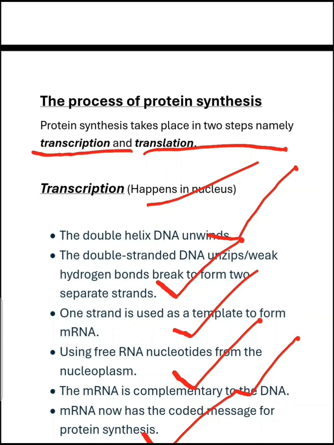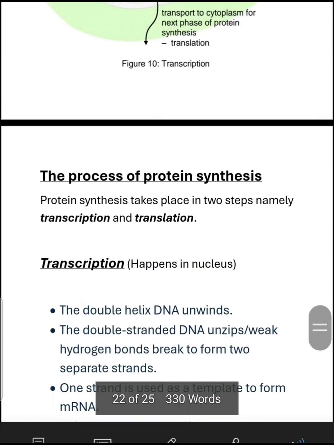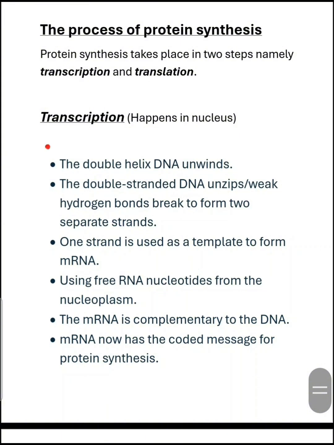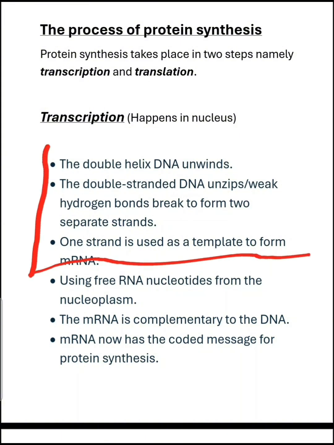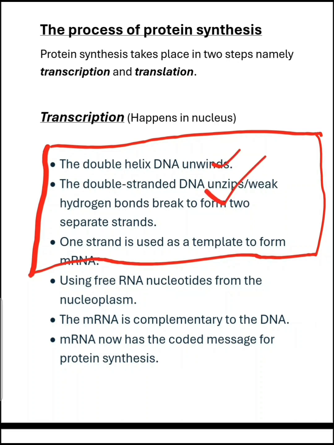Alright, so let me tell you one thing. From here to here, it's the same process as DNA replication. The double helix unwinds, the weak hydrogen bonds break. Instead of two strands, one strand is used as a template to form mRNA. Then using free RNA nucleotides from the nucleoplasm, the RNA is complementary to the DNA, and now mRNA has coded the message for protein synthesis.